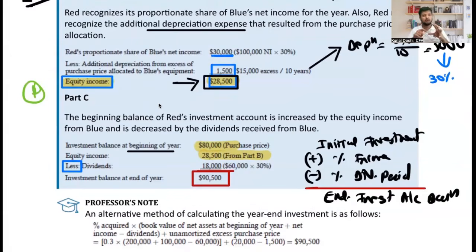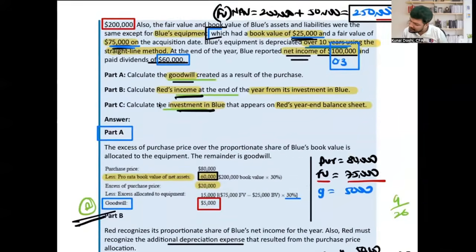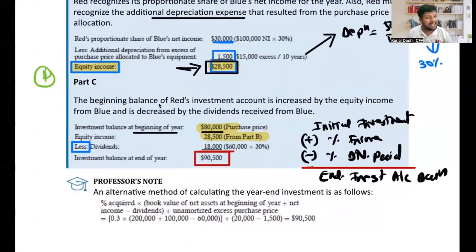Same as what we did before. Our investment was 80,000. We bought a 30% stake at 80,000, and 30% of the net income will be added, adjusted for depreciation, which we already calculated as 28,500, and 30% of the dividend which was declared will be deducted. So how much dividend was declared by this company? 60,000. So 30% of that will be deducted. That is going to be your balance sheet investment value from this company.